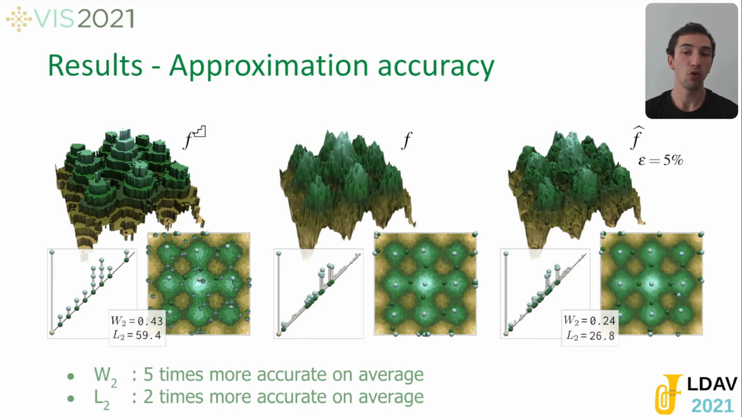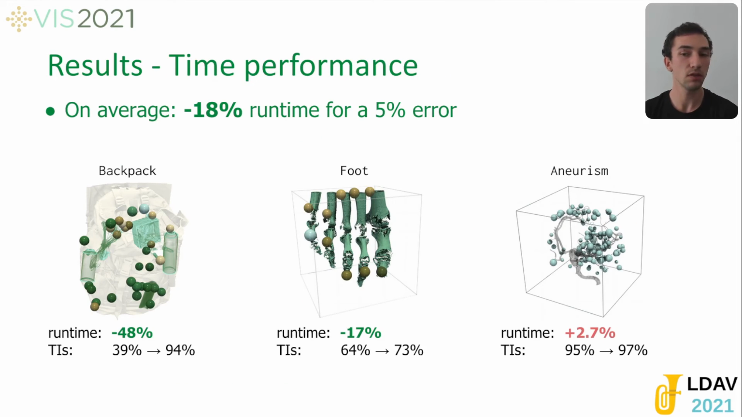Performance-wise, we found that our approach indeed enables to reduce the runtime. We compared to reference implementations and observed a decrease of 18% of the computation time on average for a mild relative bottleneck error of 5%. Globally, our method works best on noisy datasets, for which we observed up to a reduction of 48% of the runtime. It's related to a high increase in the number of topologically invariant vertices. So for smoother datasets that already exhibit a large number of topologically invariant vertices, the speedup is reduced.